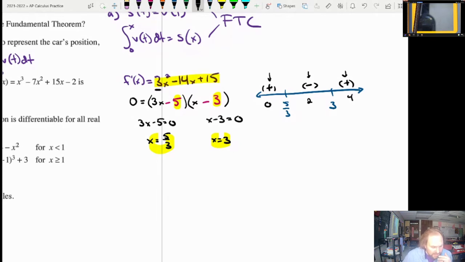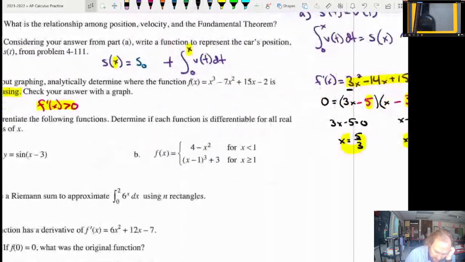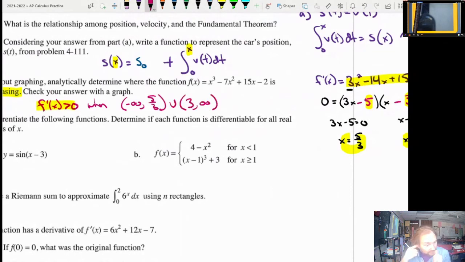At this point, we can tell that because it's positive when it's going from negative infinity up until 5/3, and then again from 3 to positive infinity. So this is going to happen. F prime of x is greater than 0 when negative infinity go up to 5/3, and then together again with 3 to infinity, just like that.